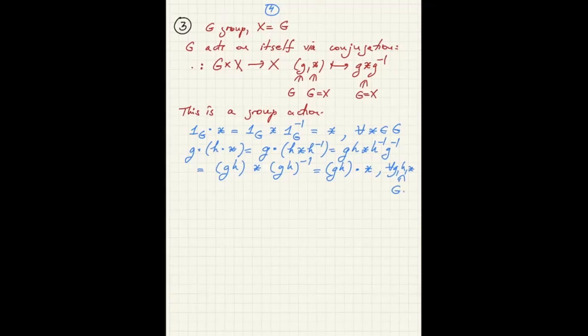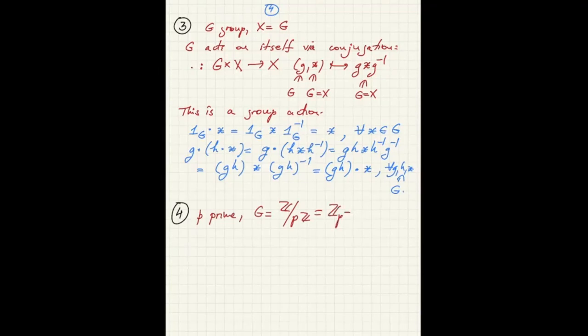So we saw two group actions of the group on itself, one by multiplication, one by conjugation. Let's do another example. Let's take here as our group, let's take p as a prime, p is some prime. And G will be the integers modulo p, Z quotient pZ, so 0, 1, ..., p minus 1, integers mod p.